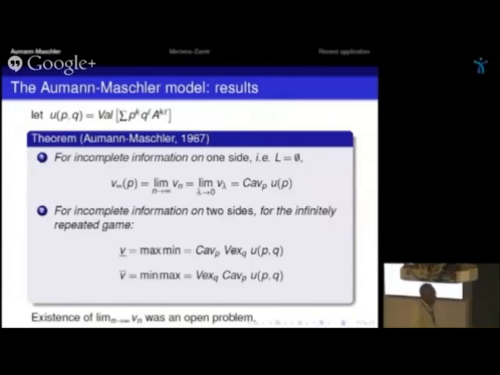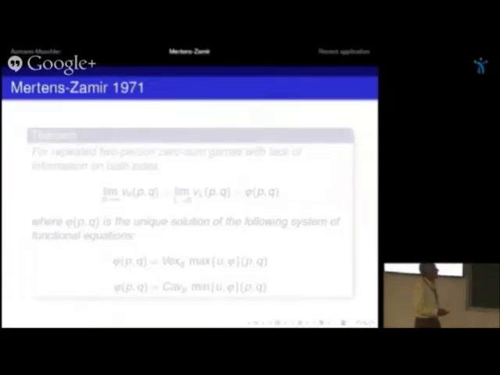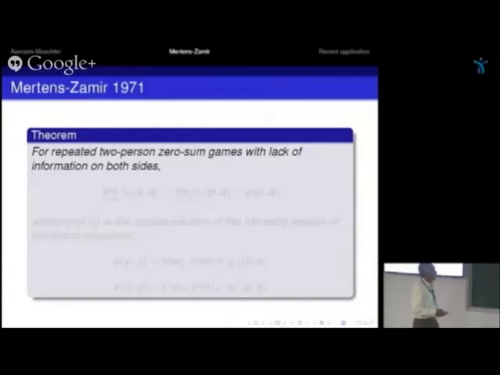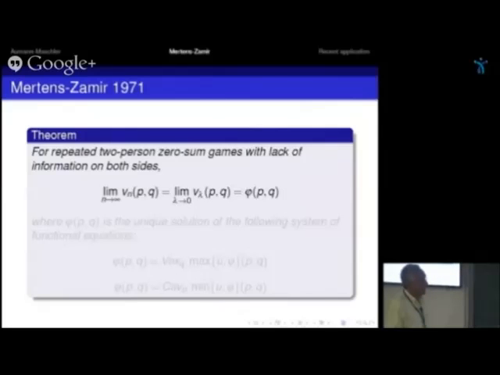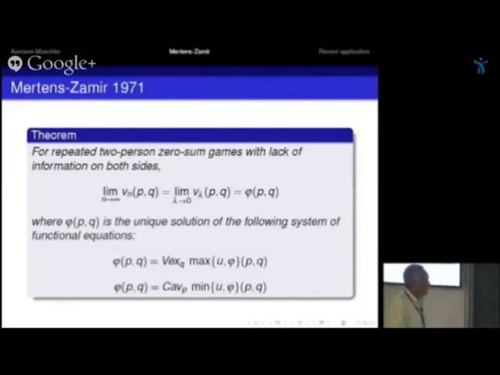Okay, so that was the situation. This was an open problem, as Bob said, and the first work with Jean-François was the following. For repeated zero-sum games with lack of information on both sides, we have that lim Vn, which is the same as lim lambda goes to 0, does exist indeed. This is a function of P and Q, which is characterized as the unique solution of the following two functional equations.